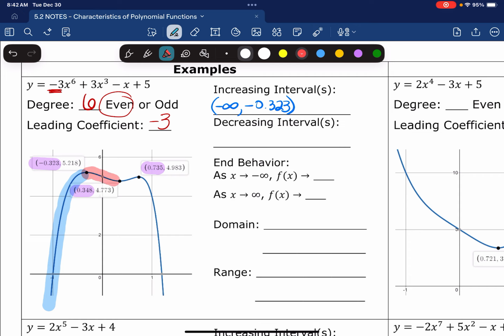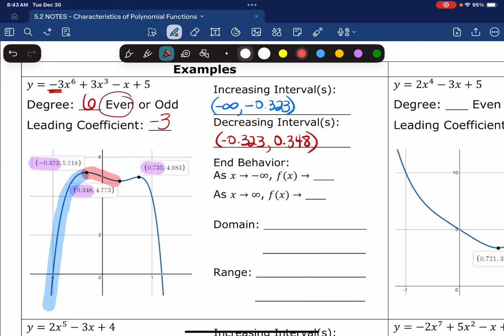Here, my graph is decreasing, and we're always listing from one x value to another x value. So we start with the x value of negative 0.323, where we left off, and then we put comma, and we go all the way to an x value of 0.348. That is where our function is decreasing. It's not telling us how high or how low it's going. I know it's decreasing, and I want to know where it's decreasing.